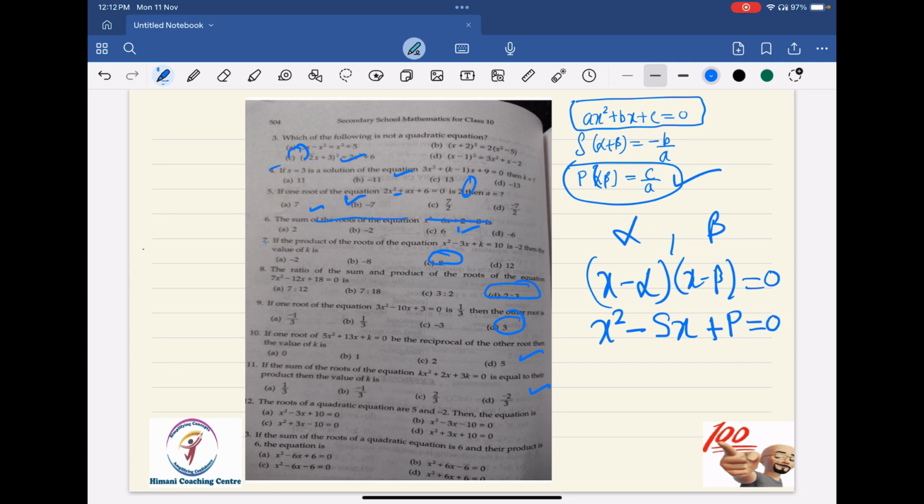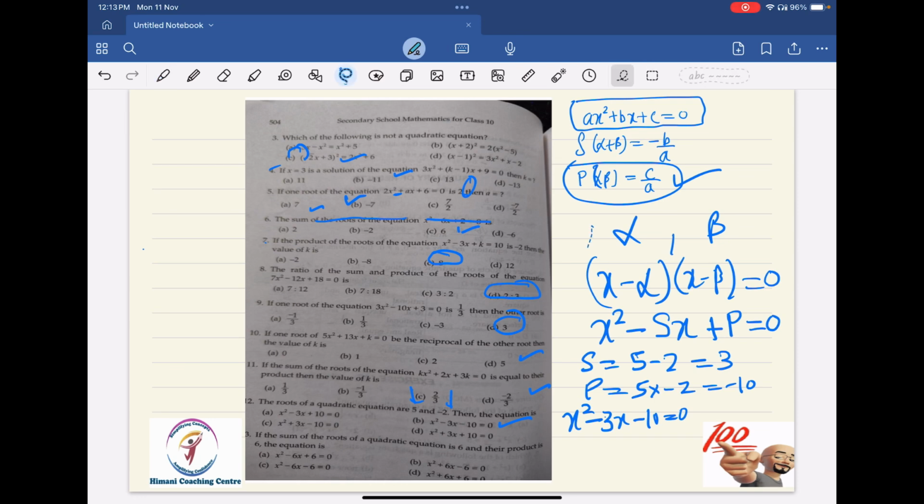Now let us look at this particular question. The roots are 5 and minus 2. So what is the sum then? It is 5 and minus 2, so 5 minus 2, the sum is 3. Product is what? Product is 5 into minus 2, which is minus 10. So what should be the equation? It should be x square minus 3x minus 10 equals 0. So our job is just to look at that option, which is B here.